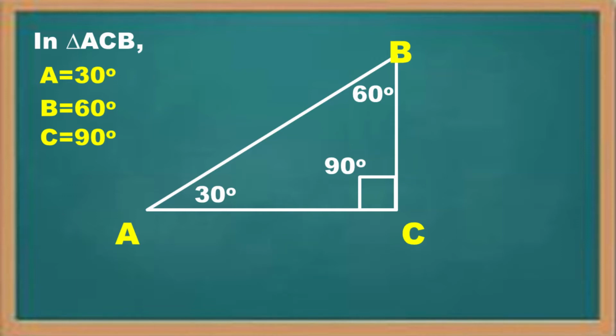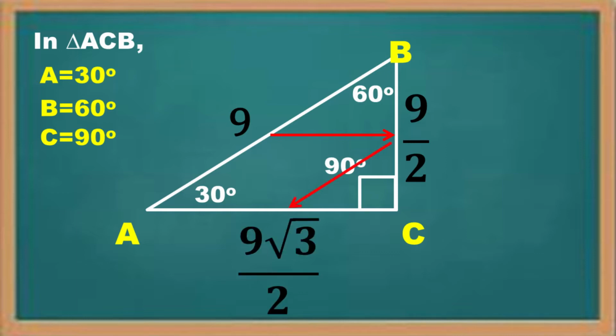In the next example, the hypotenuse is equal to 9. Then, the shorter leg is 9 over 2. And the longer leg is 9 square root of 3 over 2.